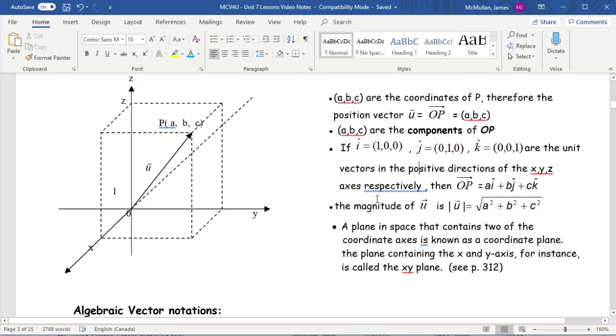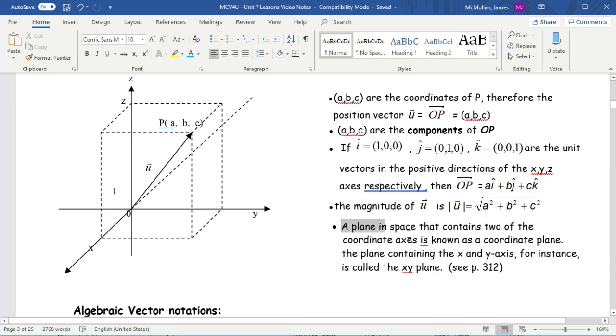Okay? Now, interestingly, the magnitude of this vector is kind of like a triple Pythagorean theorem. a squared plus b squared plus c squared, all square rooted. We'll go through why that works a little bit later, but you can still find the magnitude. It's still quite easy. You just take the three components, square them all, and then root the sum.